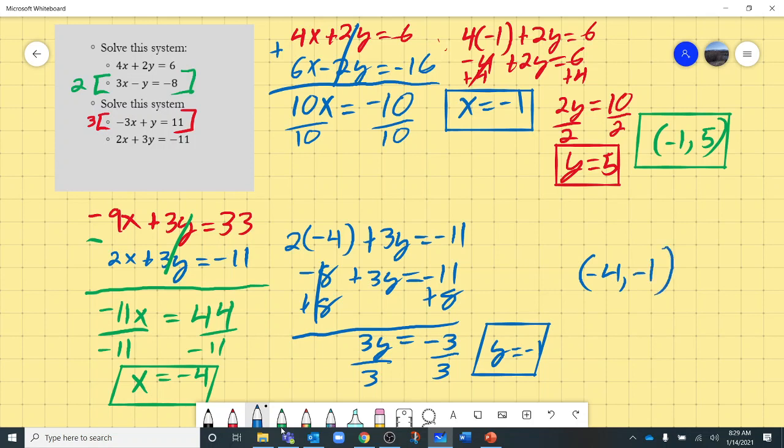Okay, and you can always check these. If I plug negative 4 in for x, I have 2 times negative 4 plus 3 times negative 1. That's negative 8 minus 3. That gives me negative 11. Negative 3 times negative 4 is a positive 12. Positive 12 plus negative 1 is positive 11. So that works for the top one as well. It works for both equations. That means we did it right.